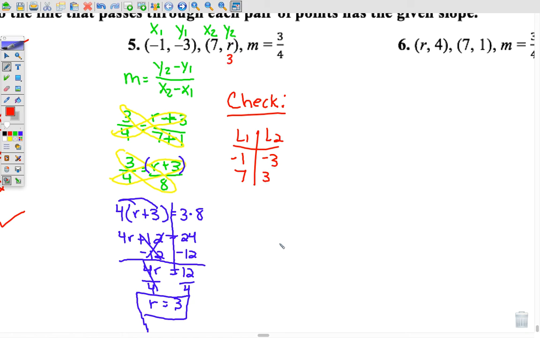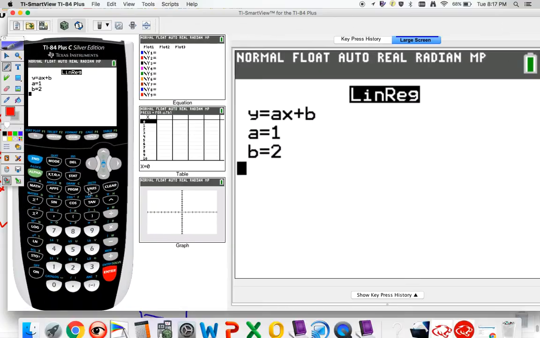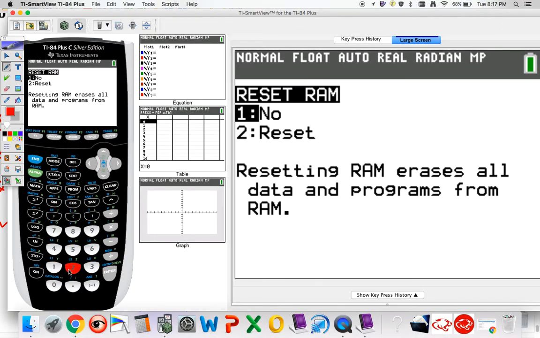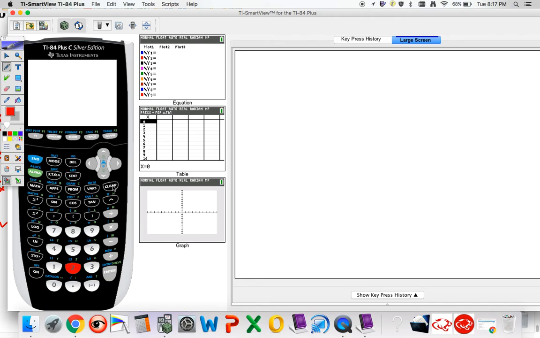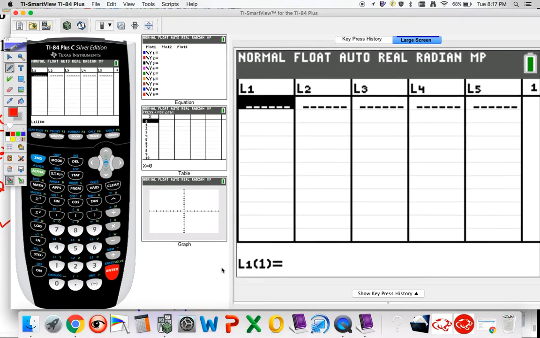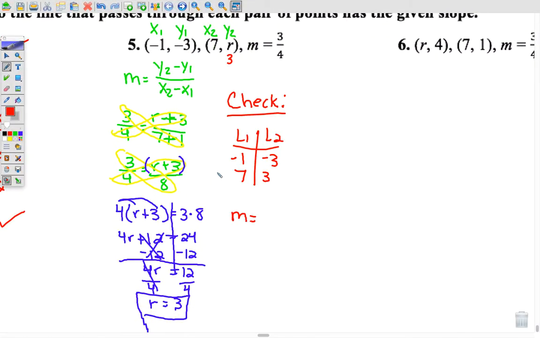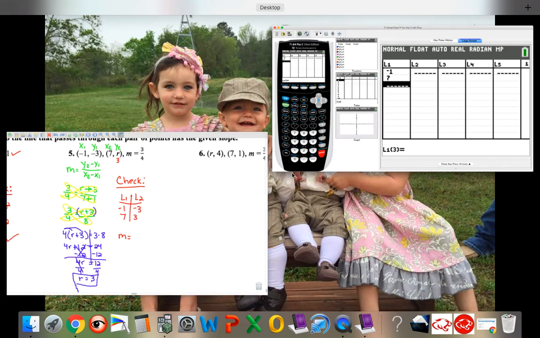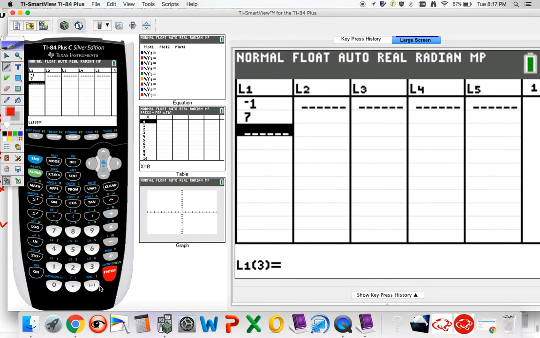So we're going to go ahead and put that in stat edit and see if our slope comes out to 3/4. So I'm going to go back to my calculator. 2nd plus 7, 1, 2. There we go. Clear that out. Stat edit. So you have negative 1, 7. And what was it? 3, negative 3, 3. So negative 3, positive 3.